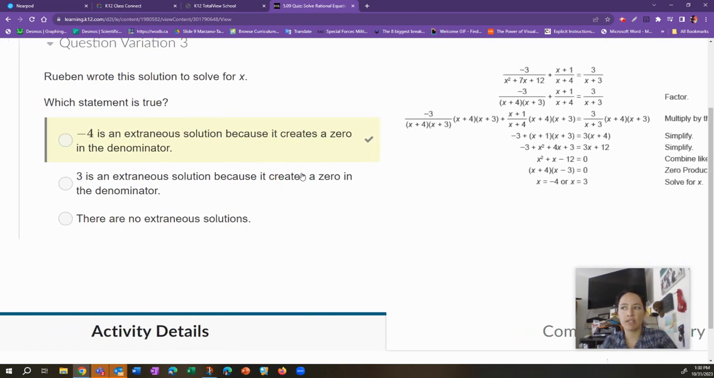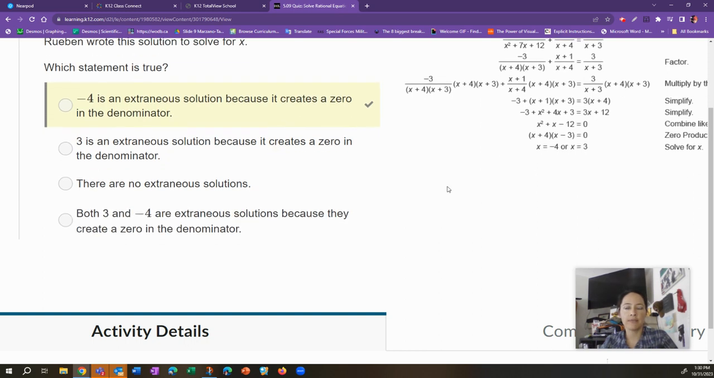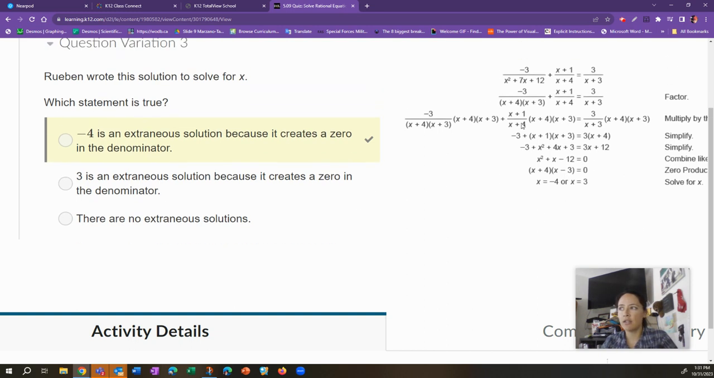So you're looking to tell Ruben, we can't do this. Negative 4 is an extraneous solution because it creates 0 in the denominator. You have to check both of them to decide if they both are extraneous, if there are no extraneous solutions, or which one. So again, check your x equals. You might have a different one. Look at the denominator, the bottom of the fraction, and substitute them in. If it causes division by 0 on the bottom, then it's extraneous.